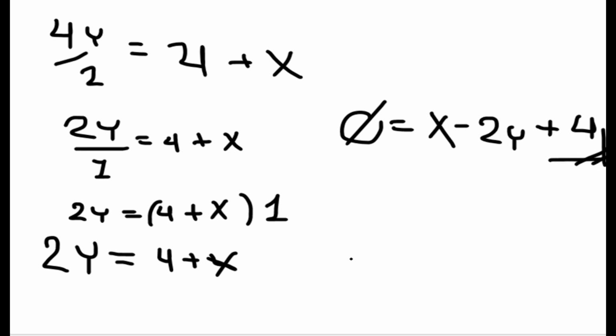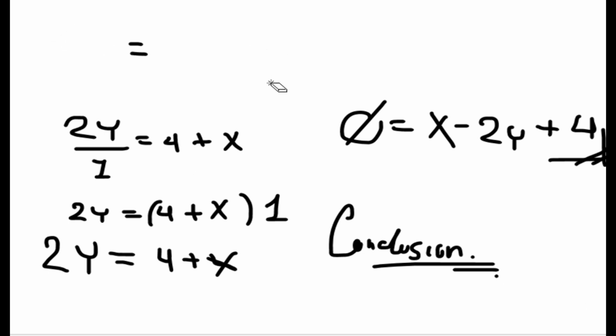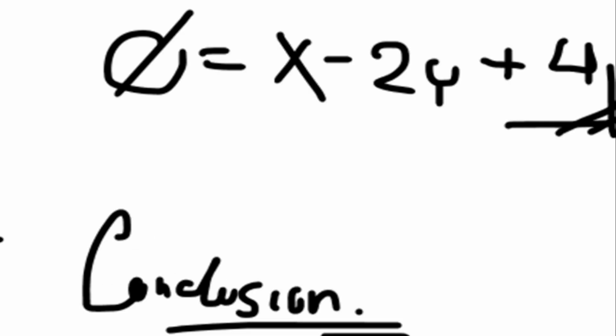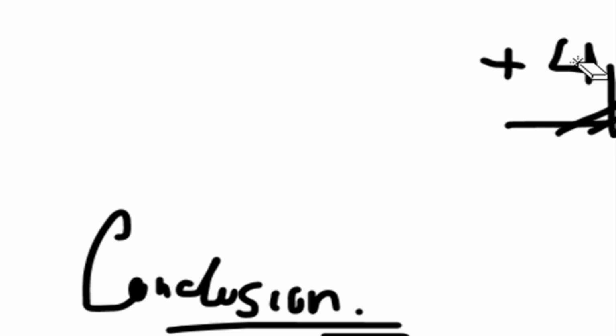So, in conclusion, the equation of the line that goes through the x and y axis is 0 equals x minus 2y plus 4.